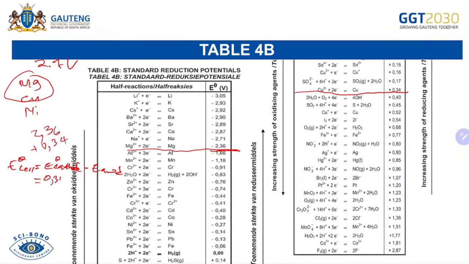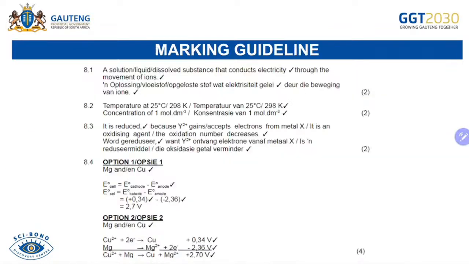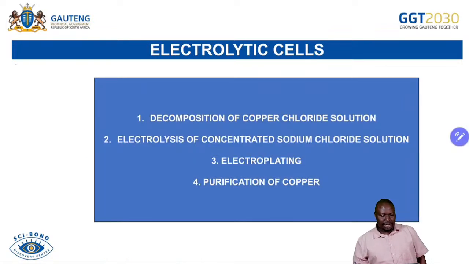So you'll have 0.34 minus 2.36, and that will give you 2.7 volts. And you are able to get that answer with no problem. I hope you are getting used to how to use the table and how to go about it. That's what we have done there to show you the answer in the marking guideline.